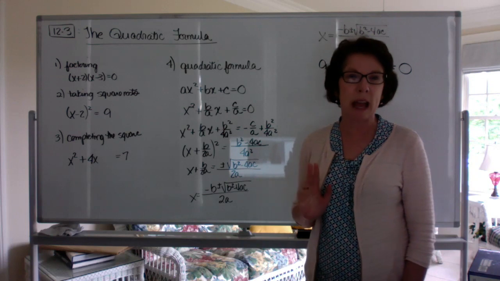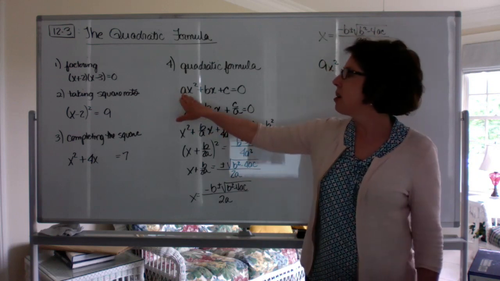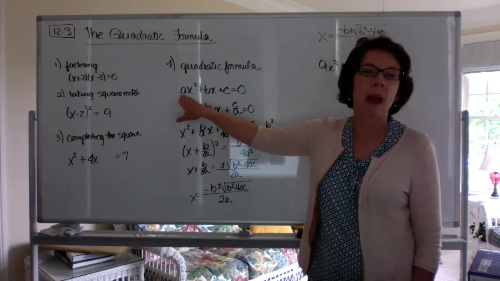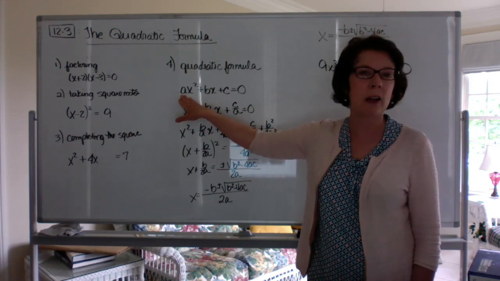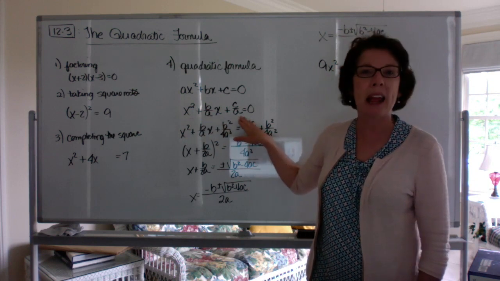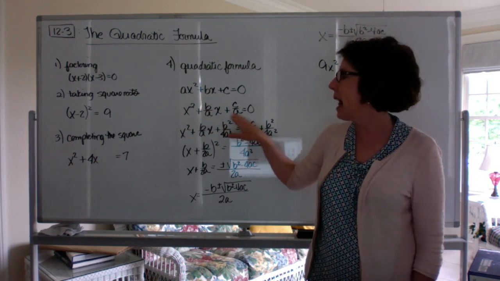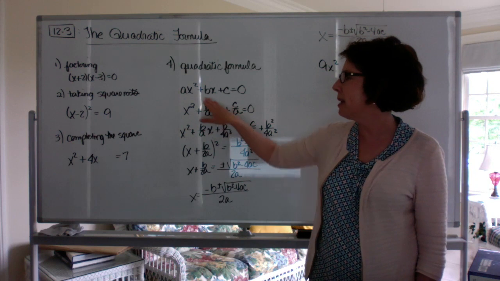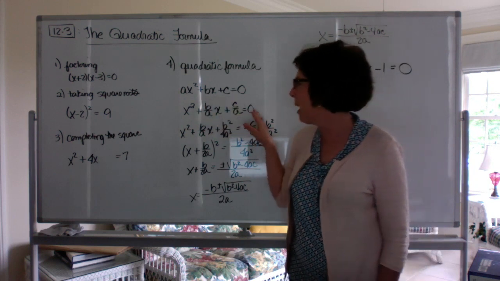Everything here is a variable. Now, remember, to solve with completing the square, I have to first make sure my leading coefficient is 1 on the squared term. So on this step, I'm dividing every term by a. And I get x squared plus b over a x plus c over a equals 0.